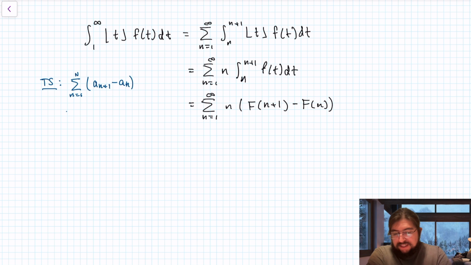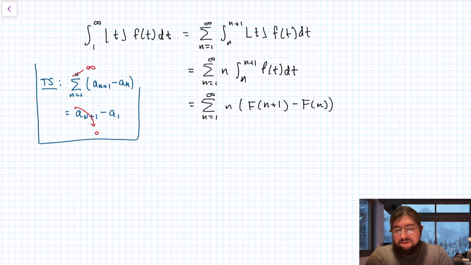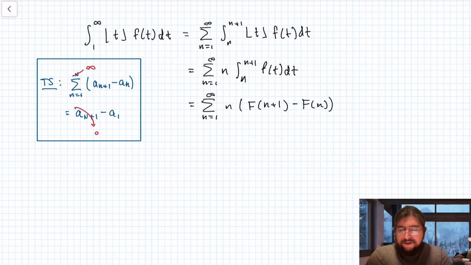So after all the telescoping cancellation collapses, you end up getting a sub n plus 1 minus a sub 1. Basically plugging in the top limit into the first part of the subtraction and the bottom limit into the second part of the subtraction. Now, of course, as n goes towards infinity, we would like this to tend towards 0. Now, in reality, it can tend towards any constant value, but we'll end up considering the ones that go to 0 for what we care to talk about here.